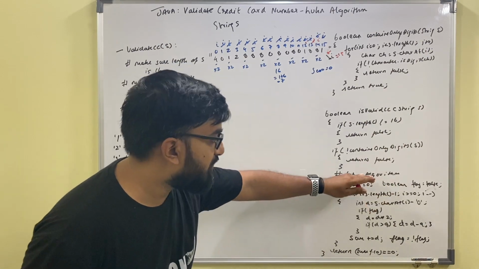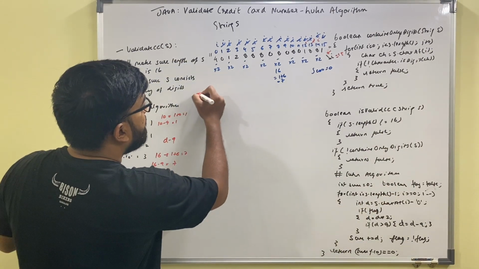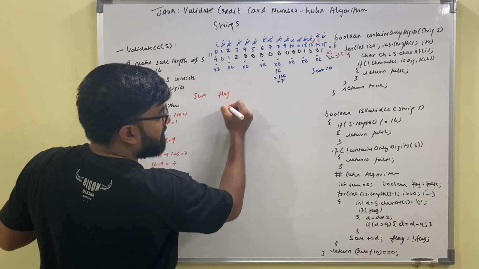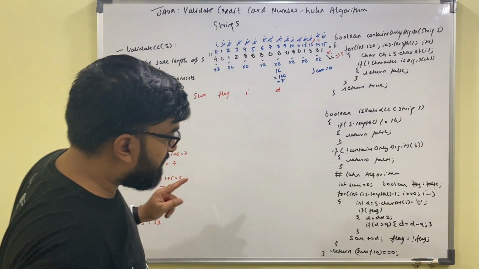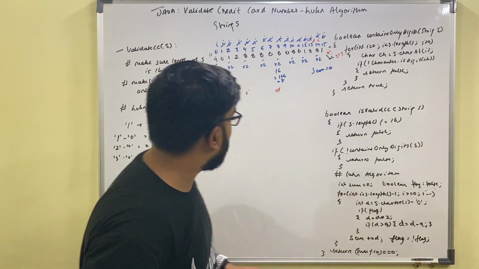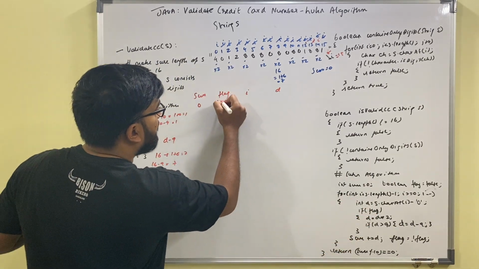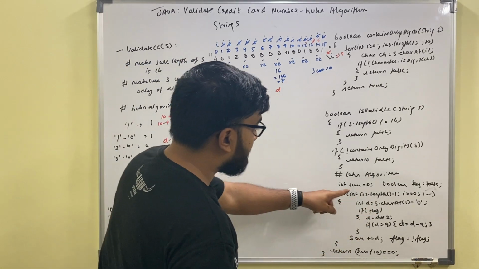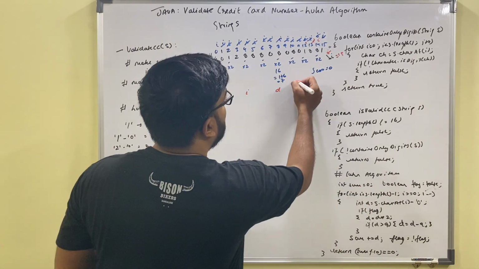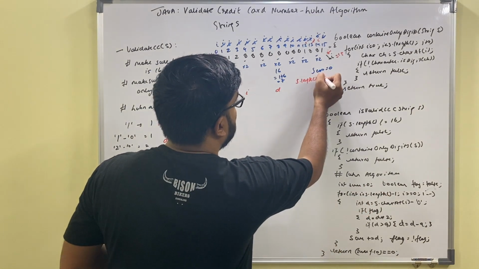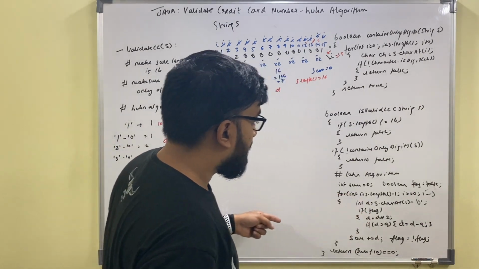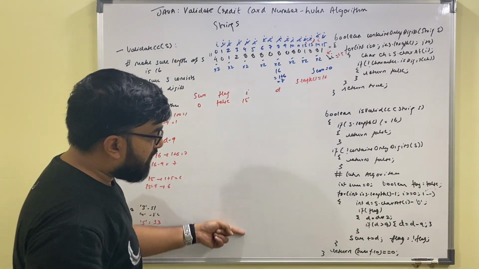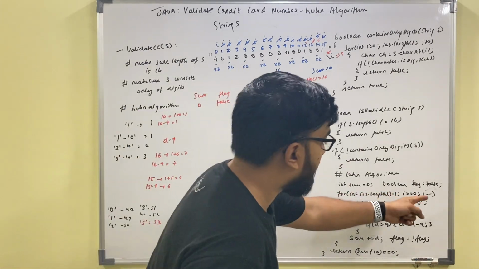Okay, so we come here to check. We have sum, we have flag, we have I, and we have D. Those are all the variables we have, right? Okay. Sum starts with 0, flag starts at false. Okay. I starts at s dot length minus 1. S dot length is 16. I starts at 15. Alright. I starts at 15 and goes all the way till 0, decrementing by 1.